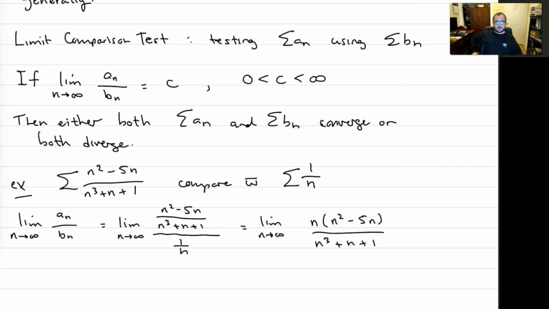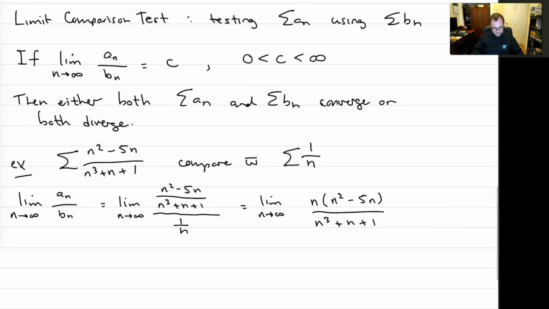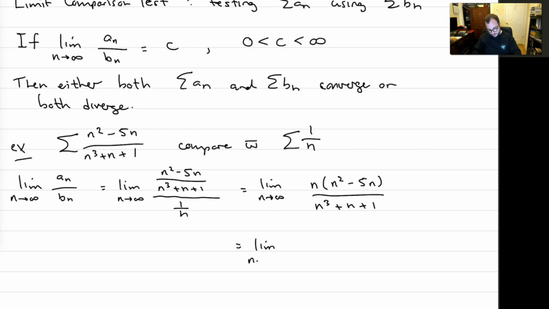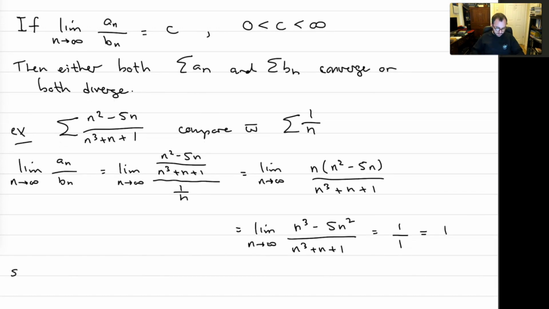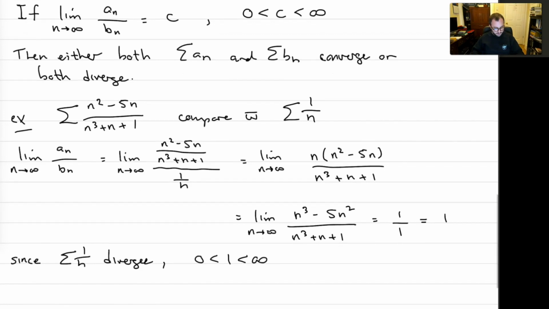And you might be able to see where this is going, because now on the top I've got a cubic. I've got n cubed minus 5n squared. So this fraction is a cubic divided by a cubic. Same degree. So the limit of this is just the quotient of the leading coefficients, both 1 in this case. So this is equal to 1. Wonderful. And since 1 over n diverges, and because 1 is between 0 and infinity, my other series also diverges by the limit comparison test.